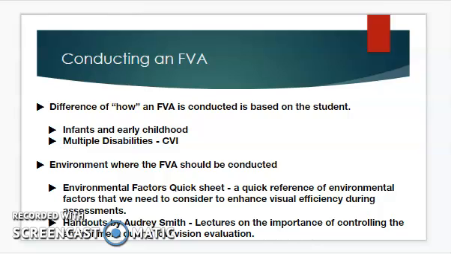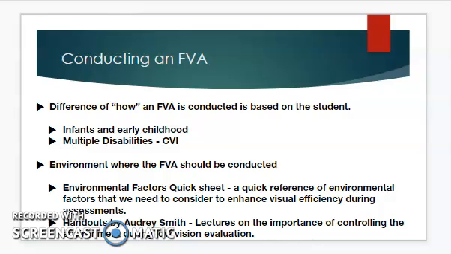That's based on the student. We will learn about how to do the FVA on different types of students, not types of student, different vision conditions of students. And then there is a section in this week's module about the environment where the FVA should be conducted.